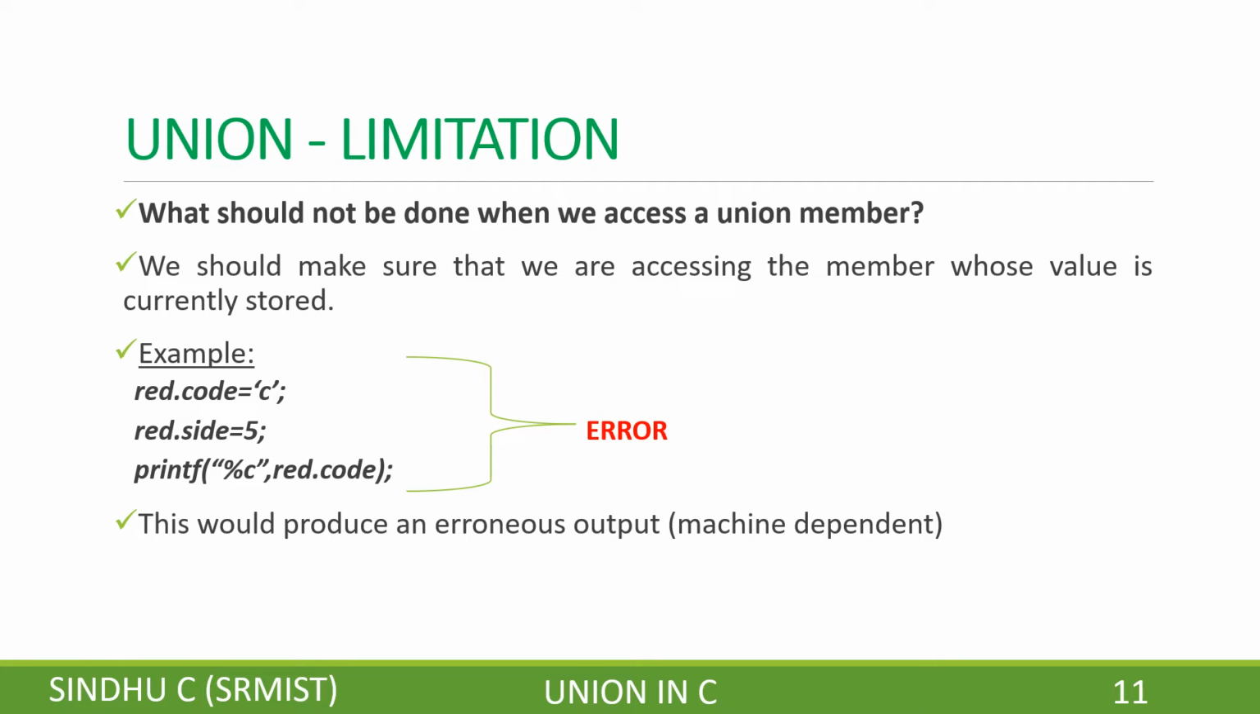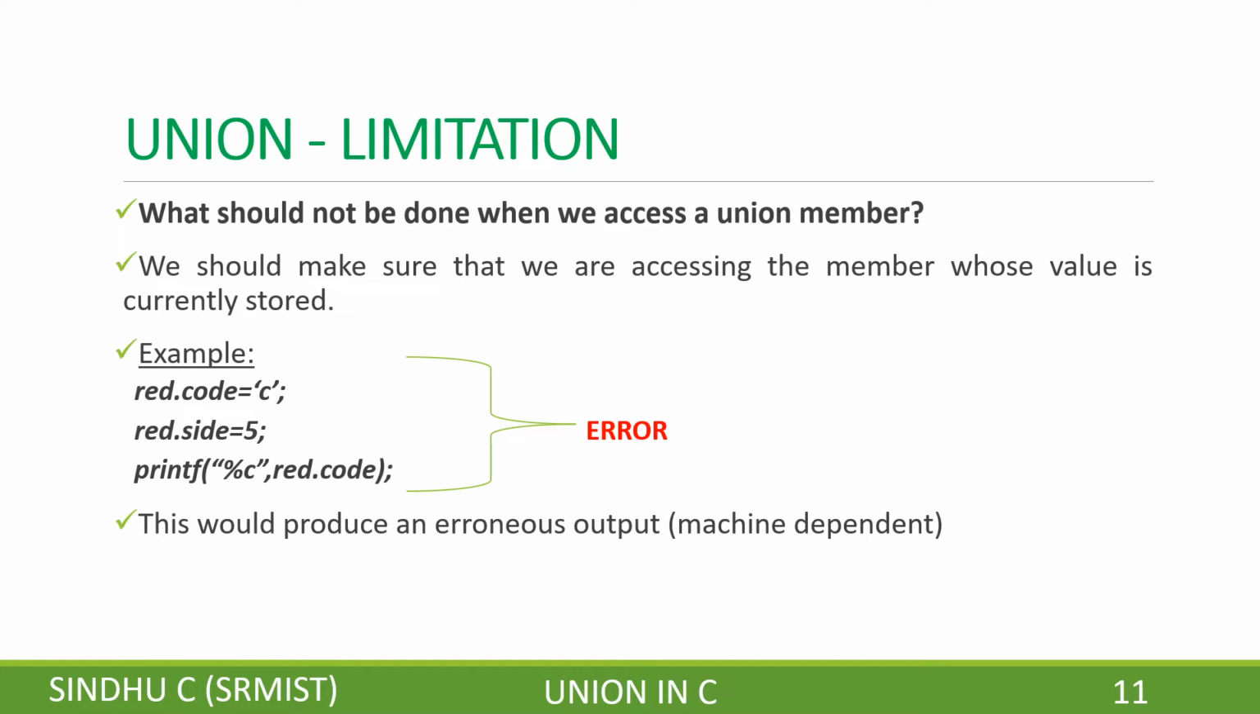We have a few limitations with respect to union. So the first question is, what should not be done when we access a union member? We should make sure that we are accessing the member whose value is currently stored in the memory. In our example, we had three members, one of the type character, one of the type integer, and one of the type float. Now here you can recollect the example. Red dot code is equal to C. This code is of the type character. We are trying to assign the value C to code. And then the second step is we are trying to assign 5 to the member side.